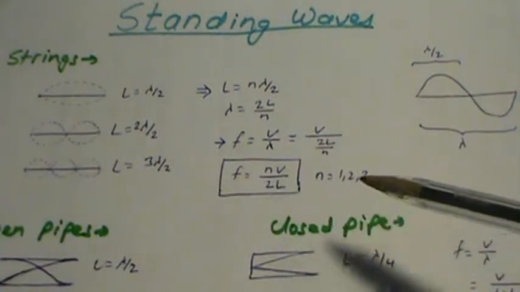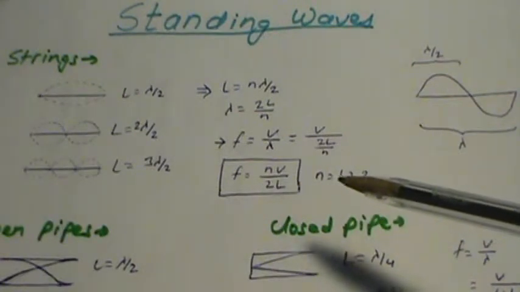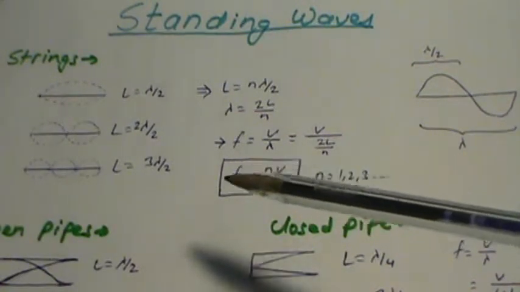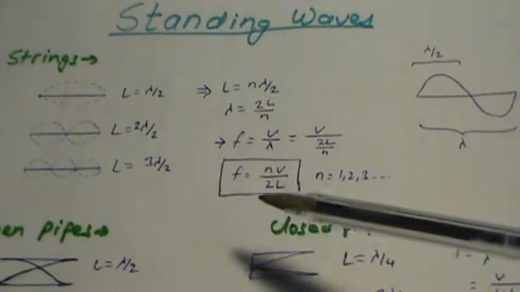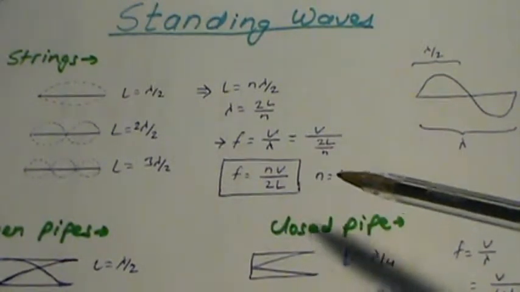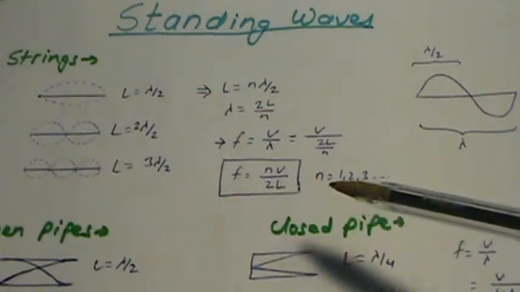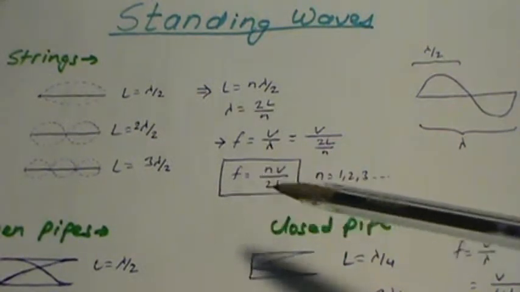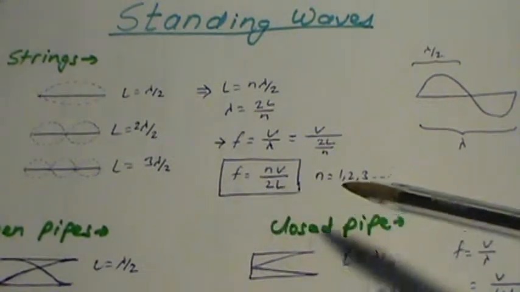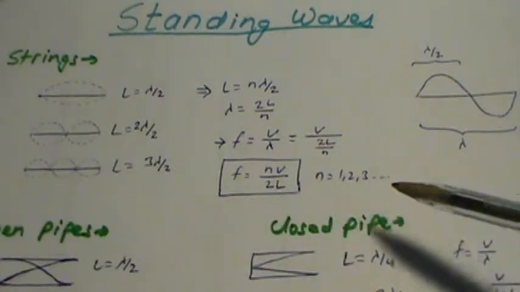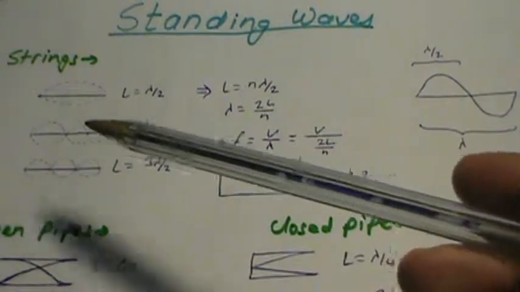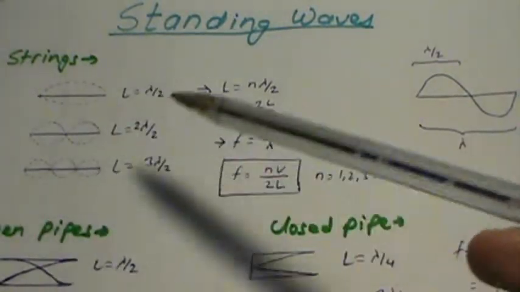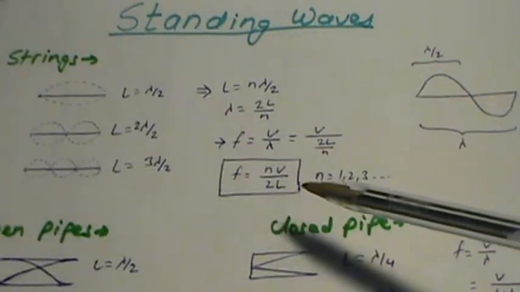For example, when we have n equals 1, it's going to make some frequency, and that sound would be called the sound of the first harmonic. It doesn't necessarily have to make a sound. That wave would be called the first harmonic. When n equals 2, it would be the second harmonic. When n equals 3, it would be called the third harmonic. And this string can make a wave of any harmonic.